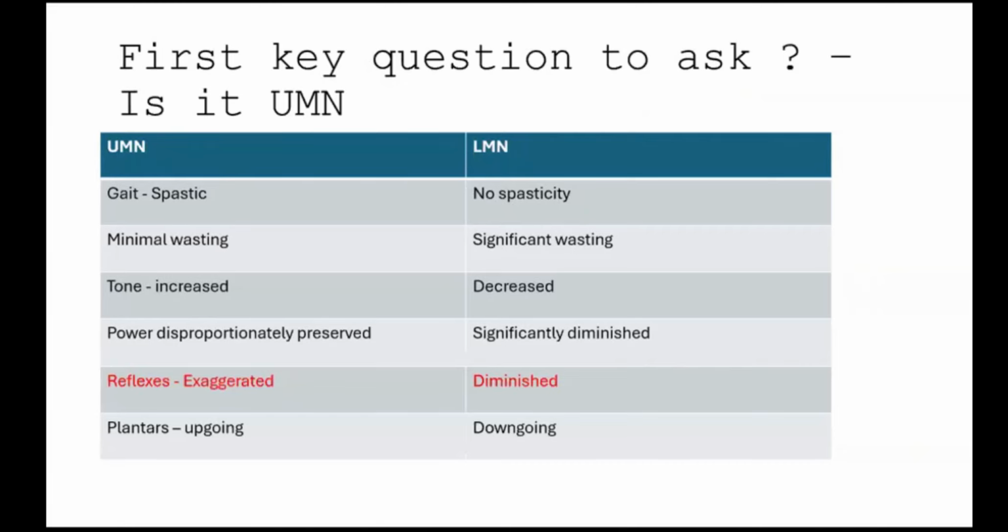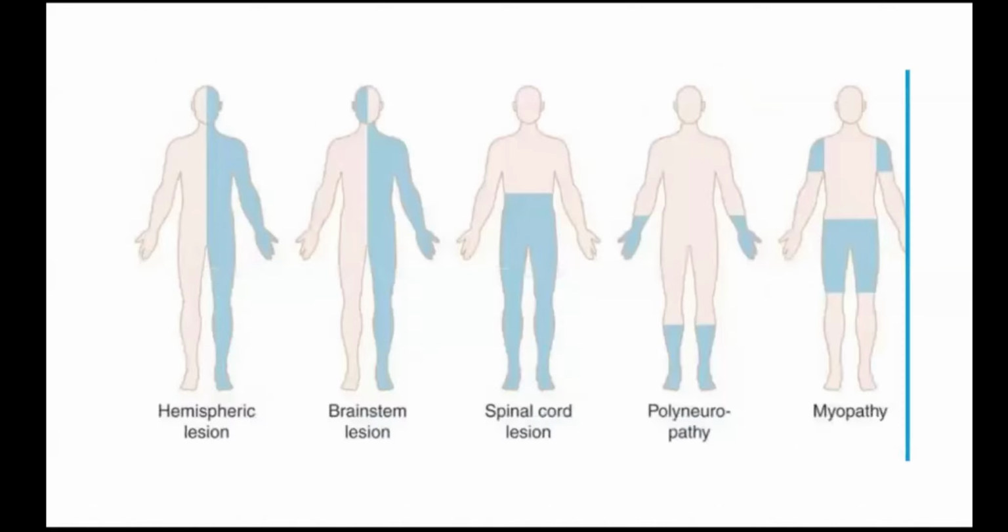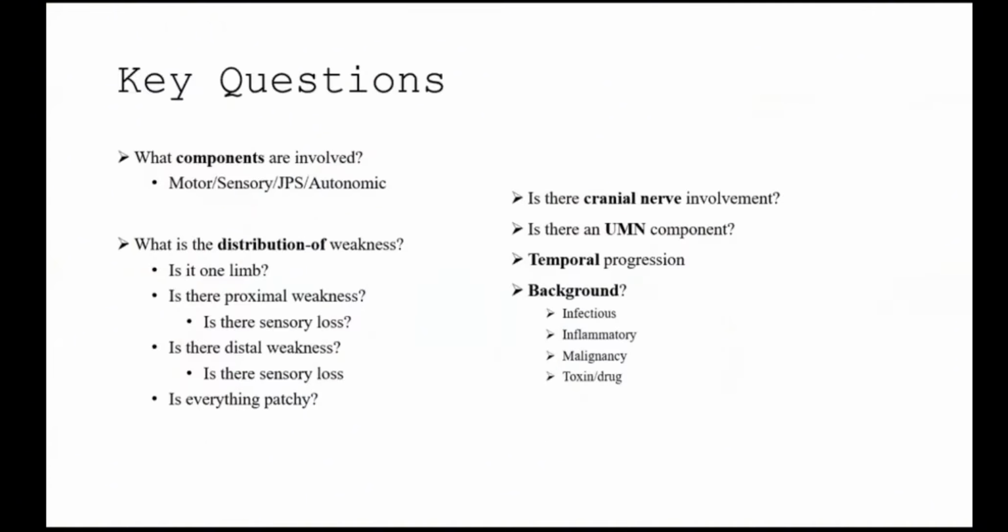So the first question we have to ask in our history and examination is, is this upper motor neuron? The things that we usually miss are, if the patient has a significant degree of wasting, a significant reduction of power, and areflexia, we have to think of lower motor neuron diseases. Then these are some classic patterns that should be at the back of your mind when you're thinking of neurological patterns.